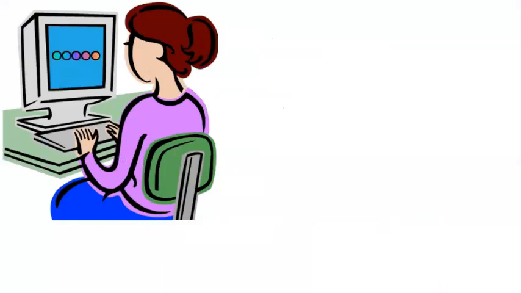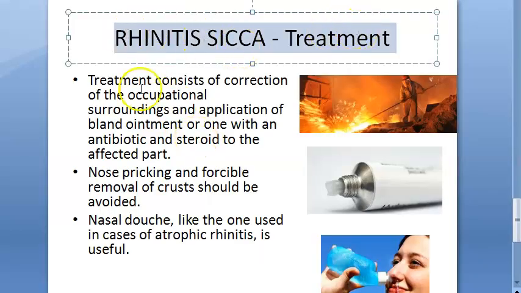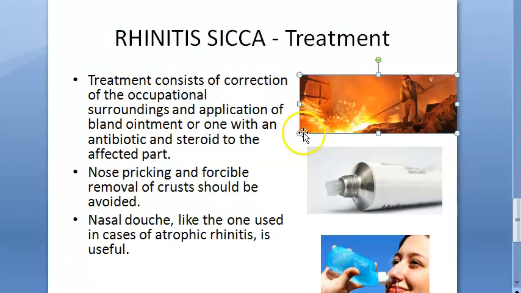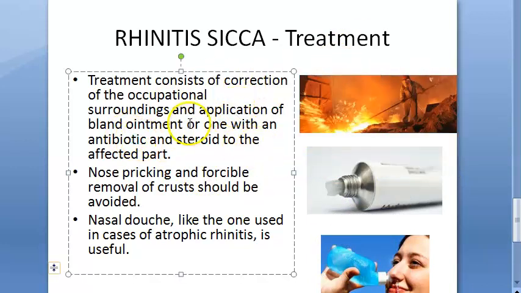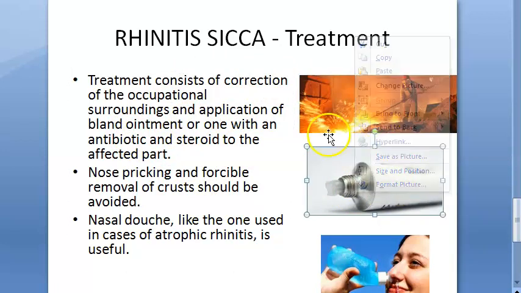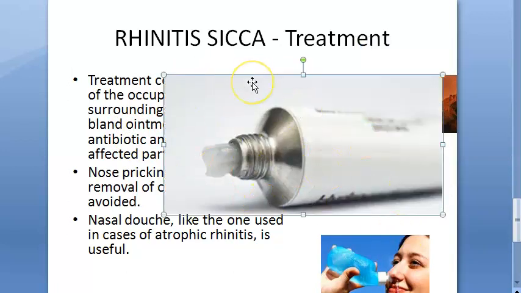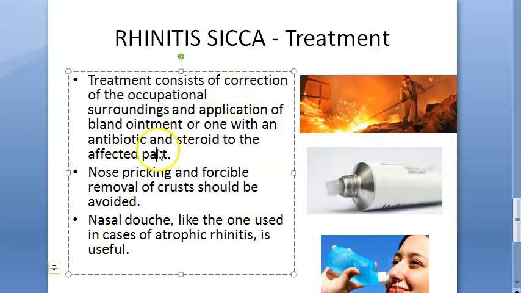So let's continue, guys. We have to move on to the treatment of Rhinitis Sicca. So what is the treatment? Basically you have to correct their occupational surroundings. You can see here, occupational surroundings have to be corrected. He's wearing all protective gear. And the doctor can prescribe a bland ointment just as a protective layer, isn't it? A bland ointment, and this can have antibiotic and steroid also. They can add antibiotic and steroid also to the affected part.